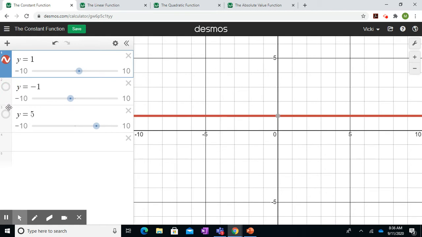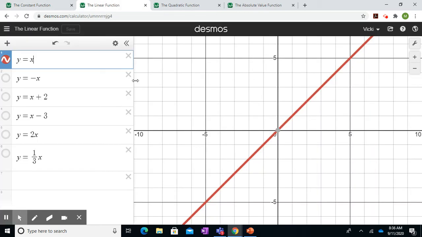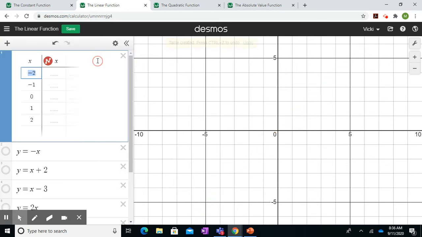If we get rid of that and instead we graph y equals 5, notice that compared to the original, it moved up 4 units. So that is a translation where you simply moved the graph up 4 units. Let's talk about the linear function, y equals x. Remember, this is really just y equals mx plus b with a slope of 1 and a y-intercept of 0. How did I get that? Well, pull up the table.